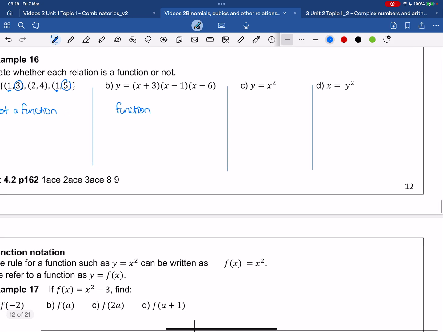Y equals x squared, again, that's a parabola. We know that if we did our vertical line test, we would only get one y value for each x value, so that is also a function.